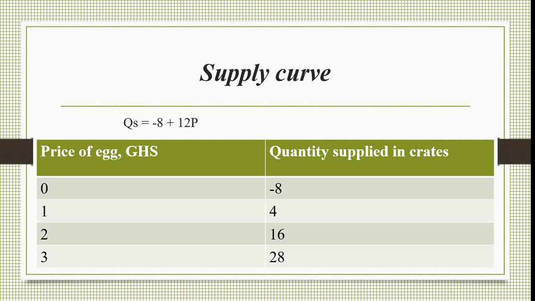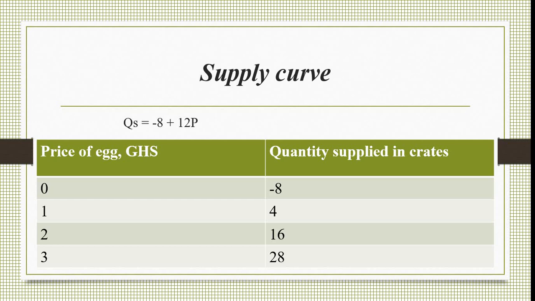Price determines revenue. Revenue equals what? The price of the good times the quantity. So if the price is zero, it means your revenue is zero, and so they will not supply anything. But when the price is one Ghana cedi, the supply was four, right? So you can see that now they are willing to supply. When the price is two, they supply 16, and at three, they supply 28. So you can see that as price increases, the quantity supplied of eggs also increases. Okay, so that is the relationship. This is how the law of supply is demonstrated.